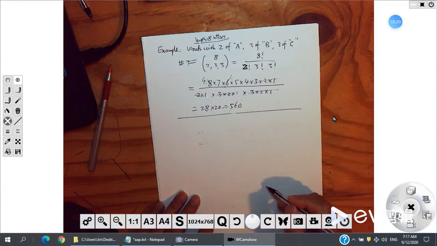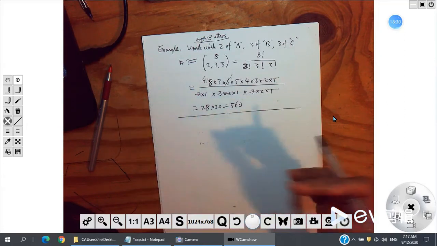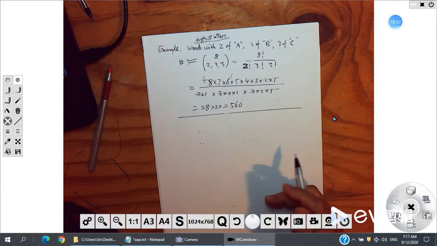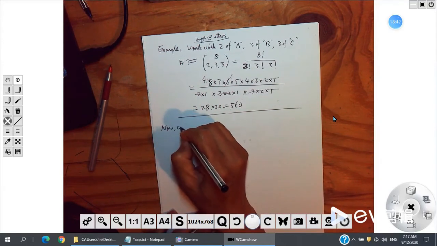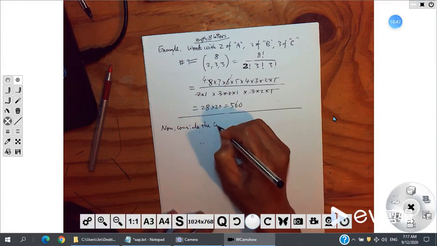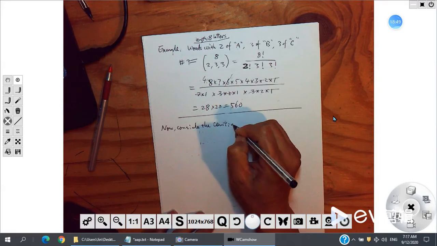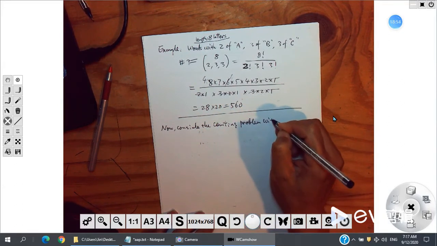Okay. All right. So far, in all the counting problems, we just considered how many choices you have. Now let's consider more. We add the probability. We consider the case with probability. Now we consider the counting problem with probability.